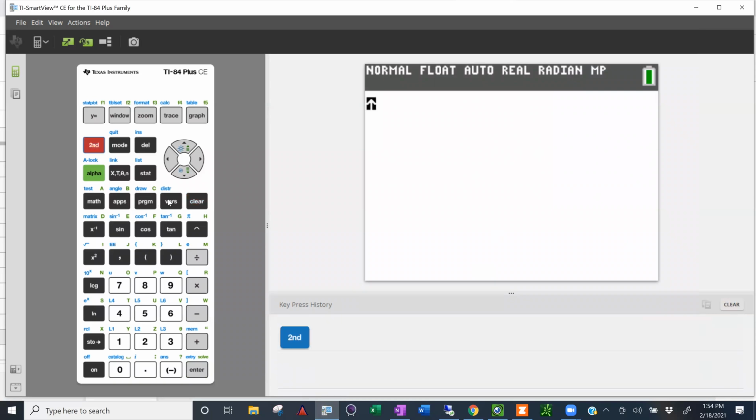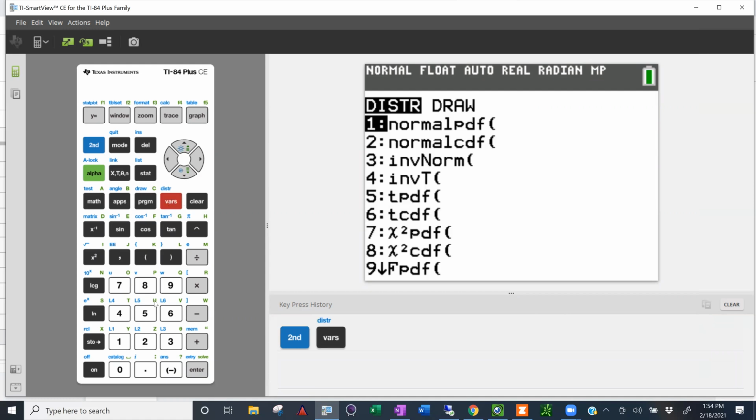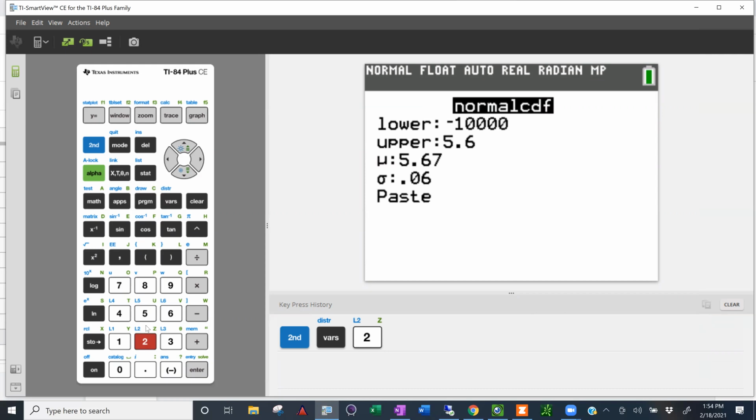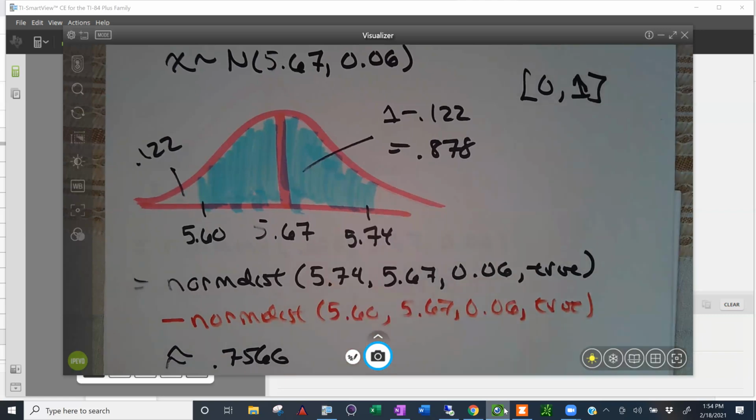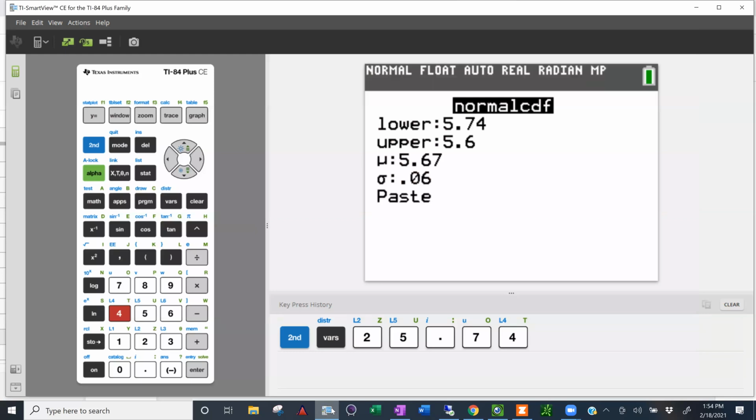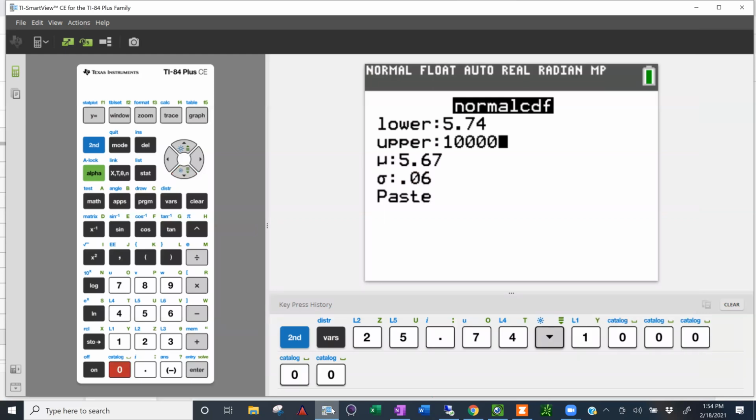Second, then the bars key. I'll just type the number 2 this time. My lower bound is going to be 5.74. So that corresponds to the lower bound. The upper bound is infinity, but I can't type that into my calculator very easily. So I'll type in a very, very rough approximation of infinity. I'll type in 100,000. Mean and standard deviation are okay.